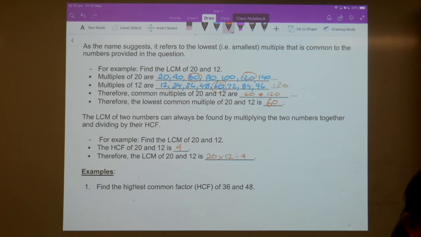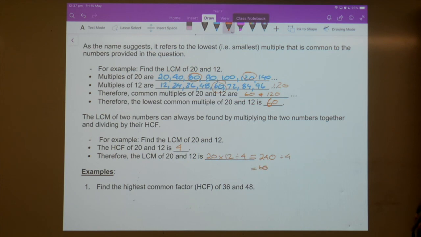But we already did it up there though. Alright, this is just another way of doing it. So 20 times 12. Can anyone tell me what 20 times 12 might be? Is it 240? Might be 240. So what's 240 divided by 4? 60.